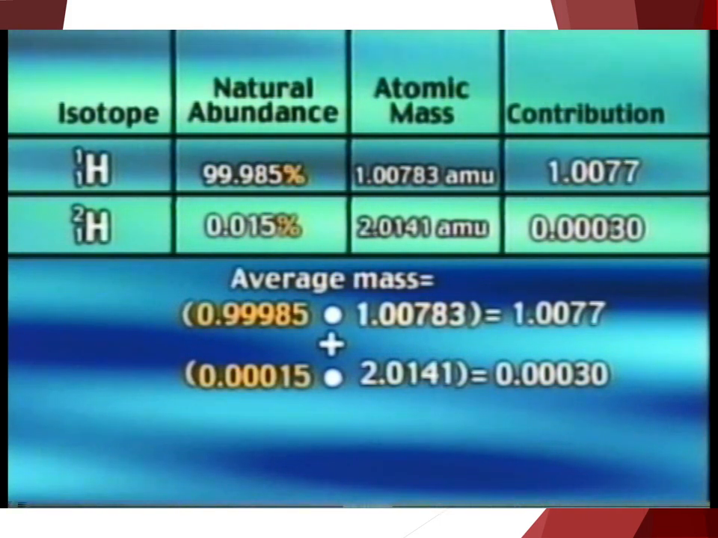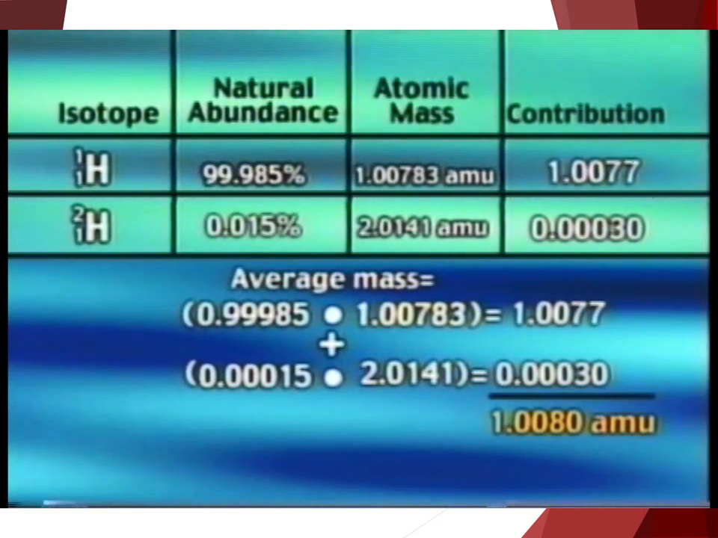Multiply the mass of each isotope by its natural abundance. Notice that when we're dealing with natural abundance, we have to slide our decimal 2 places to the left since they're really percentages. Now, we add the two products together. The result is 1.0080 AMUs, the average atomic mass of the hydrogen isotopes.